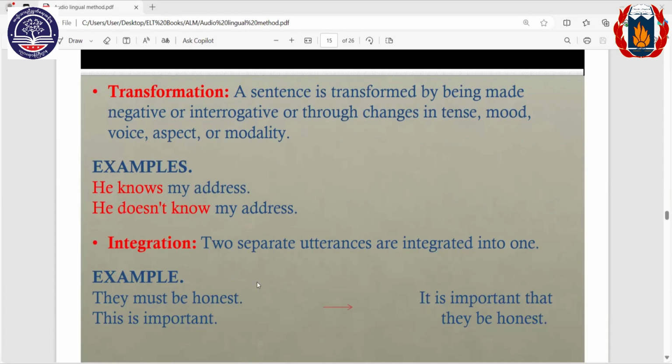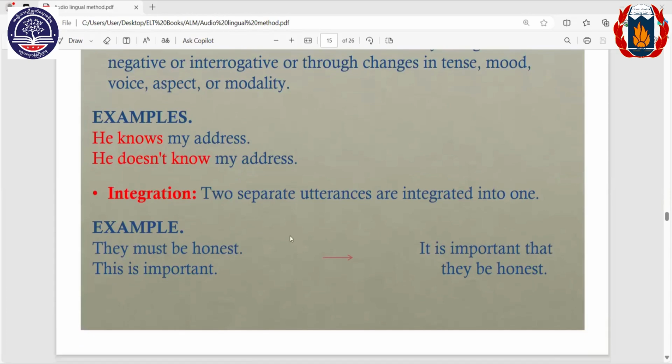Next one, integration. Integration, combining two sentences into one. For example, they must be honest. This is important. Here, you can integrate these sentences into one. It is important that they be honest.